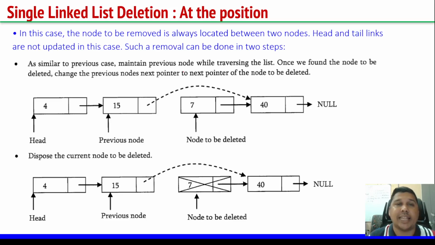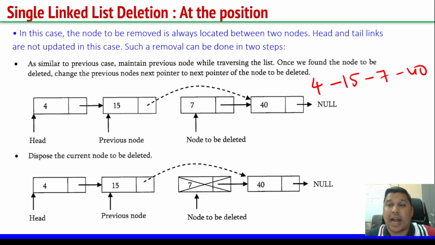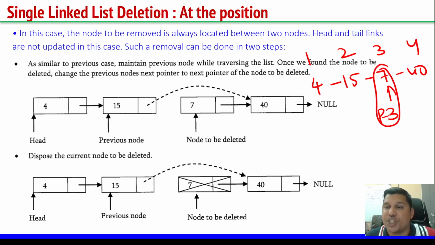The third one and the very important one, deleting an element at some given position. How to delete an element at some given position? So what is the logic here? Let us take and understand an example. See, you have a list 4, 15, 7 and 40. I want to delete an element at position 3. So this is position 1, position 2, 3 and 4. I want to delete this element at position 3.